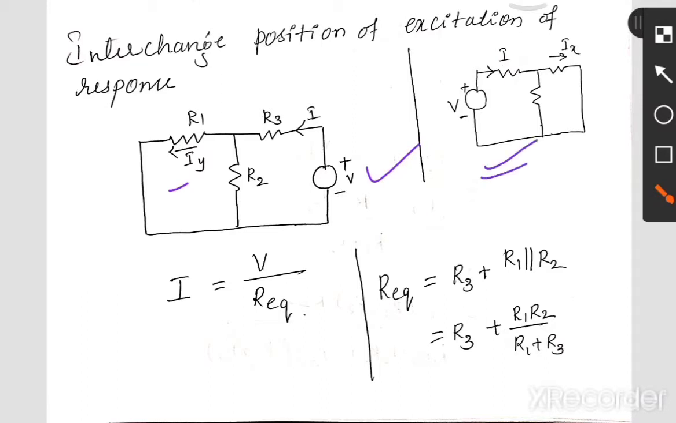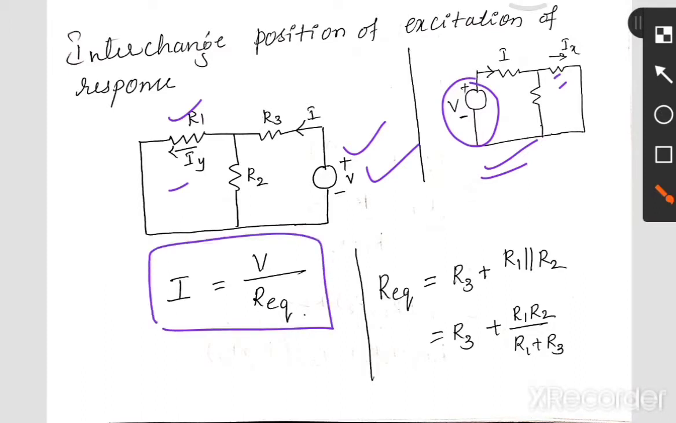The current was flowing through the resistance, so here also we have shown it, and the voltage source we have replaced. Now the same procedure we have to apply: we have to calculate the current. To calculate Iy, again we have two ways: apply KVL, or go by the branch current formula. To do so, I equals V by R equivalent.